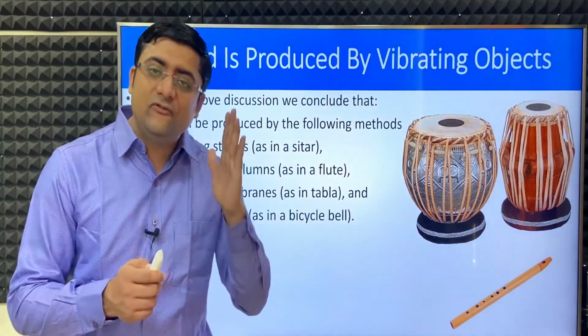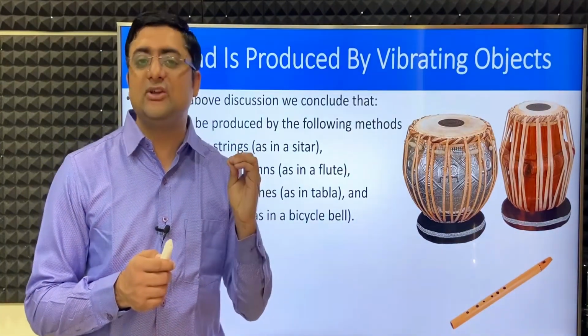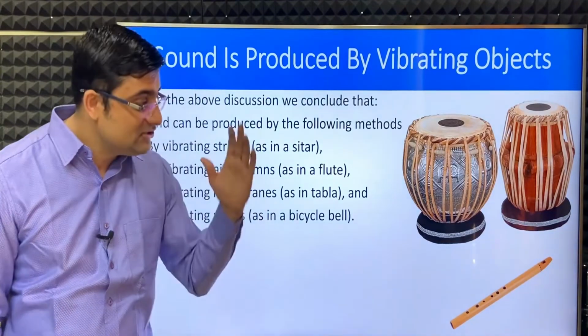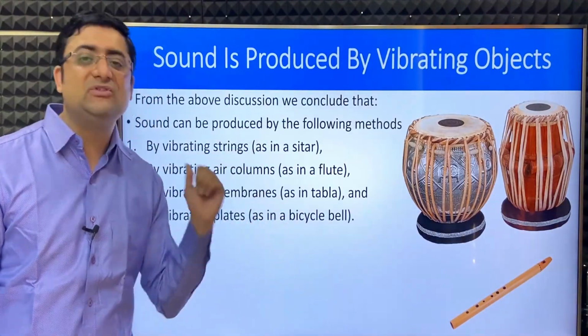So remember, guys, for a sound to be produced, an object has to vibrate. And what is a vibration? Rapid to and fro movement. So this over here is the concept of how sound is produced.